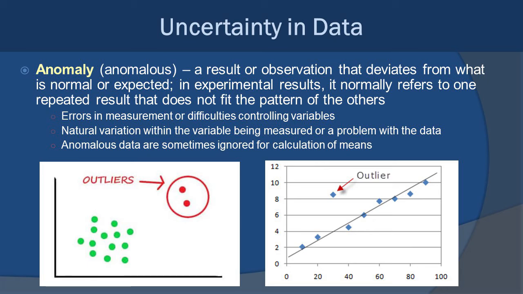Now, why does it happen? Well, there could be errors in the measurement. Essentially, it could be the scientist's fault. We didn't quite design the experiment correctly. We're not measuring correctly, things like that. We didn't control the variables correctly, especially the control variables and the confounding variables. It could also be natural variation within variables being measured within the data. So there could be something going on we just don't understand. And that anomalous data is sometimes ignored when we calculate means and sometimes not. It kind of depends on the situation.